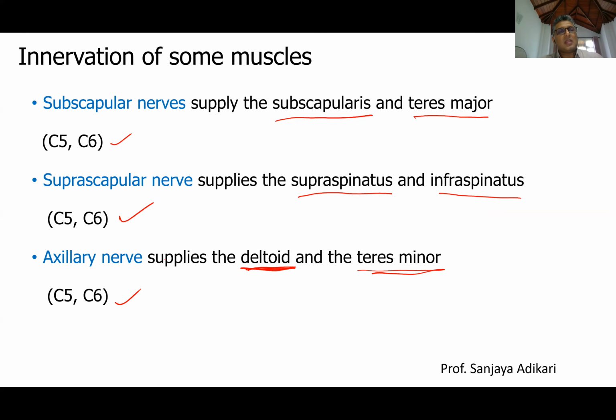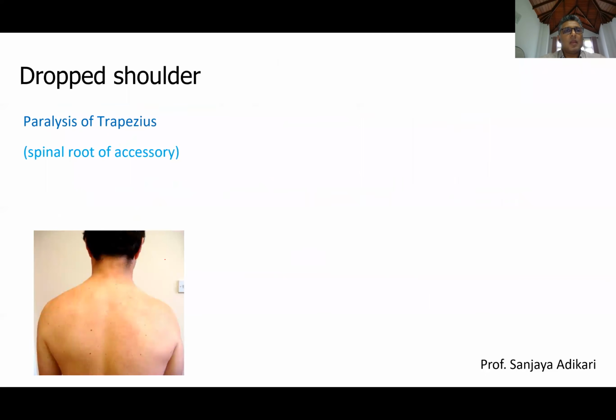So if you damage C5 and C6, if you damage brachial plexus roots or trunks containing C5 and C6, the upper trunk, you will paralyze all these muscles, all these shoulder muscles that I described that are listed here will be paralyzed. Remember that point, we'll come back to it when we discuss the brachial plexus injuries. Then a few small points before we continue further.